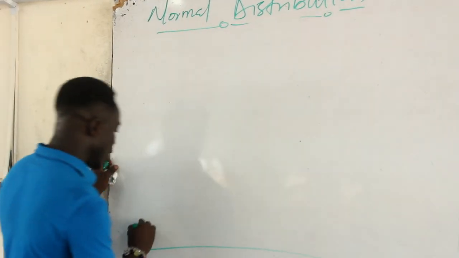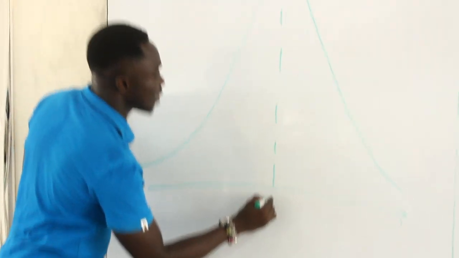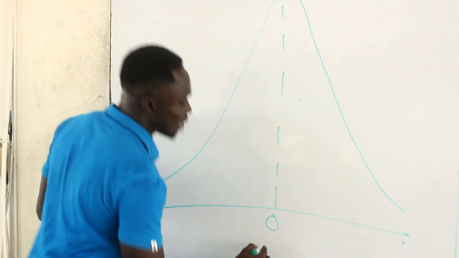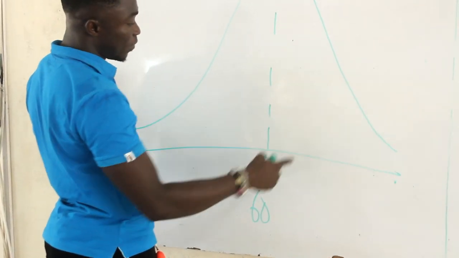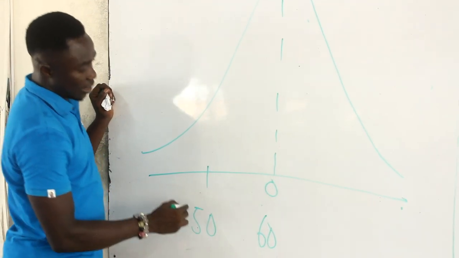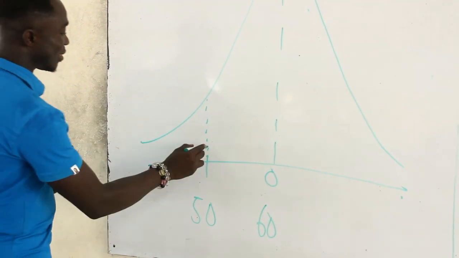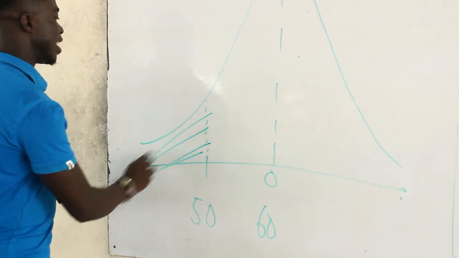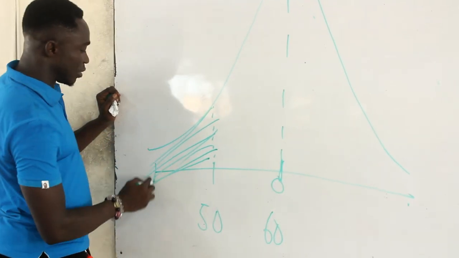So when you draw your normal distribution curve, your line of symmetry is here, 0. Then you realize that your mean is what? 60. Okay, so where are we going to place the score 50? 50 will be here, have you seen? And now we are interested in less than 50.